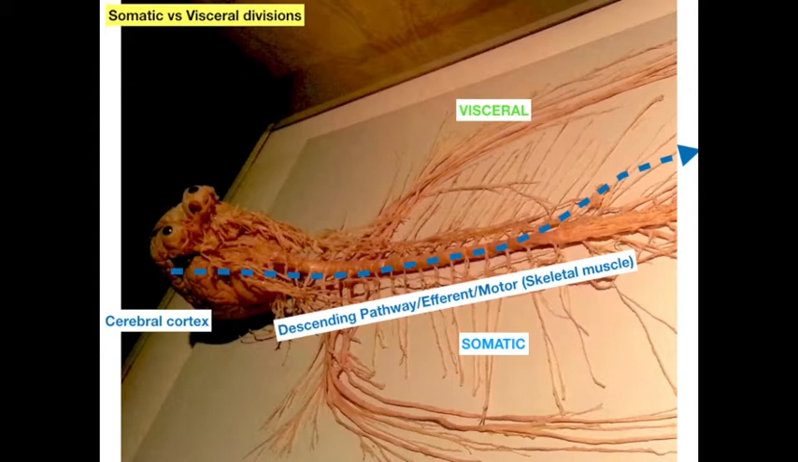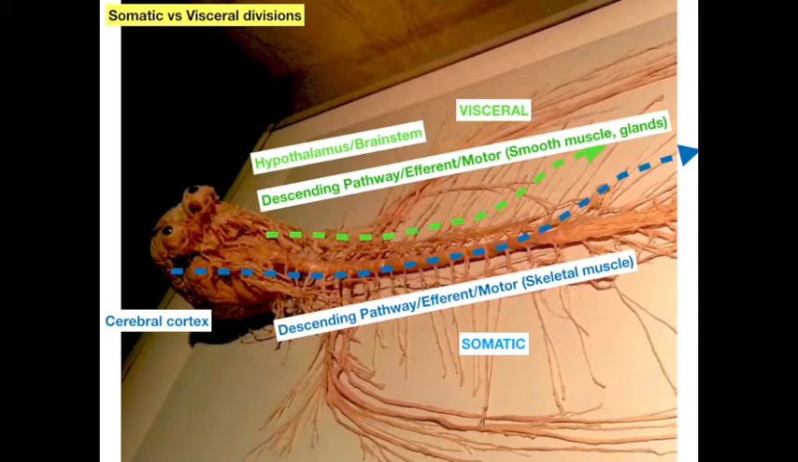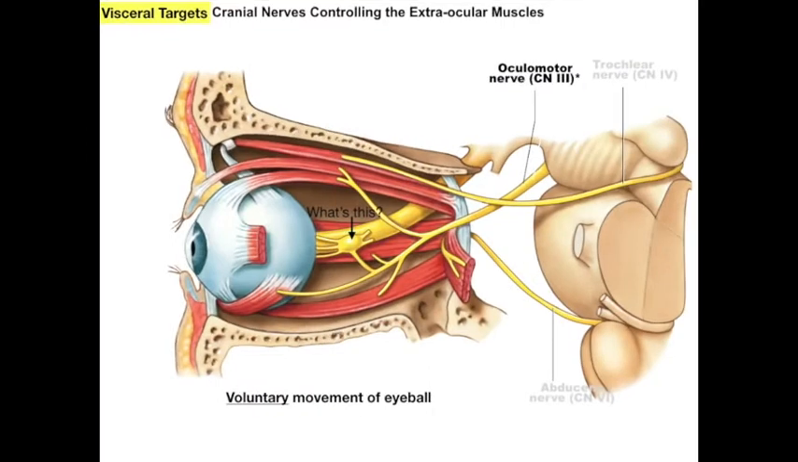The visceral motor pathway is controlled by a different part of the brain, so commands are issued down descending pathways, out spinal nerves, and the efferent motor pathway to innervate smooth muscles and glands. So from here, the beginning of the pathway and the end are different, and as we'll see, there are further differences in between. So we're going to first start looking at the difference between somatic and visceral targets.